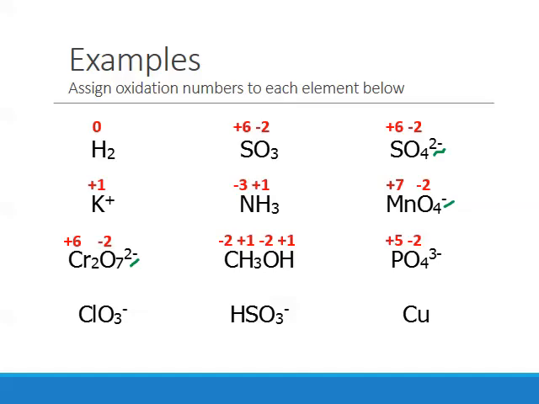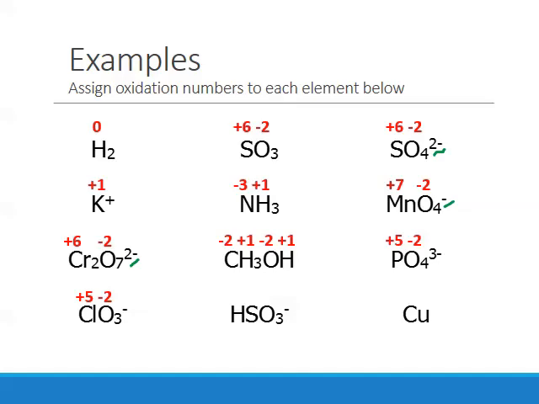Chlorate, the O's are -2. There's 3 of them. 3 times -2 is -6. There's 1 chlorine, and the entire thing has a charge of -1. So if you have -6 from the oxygens, you'd have to have +5 from that chlorine. 3 times -2 is -6. -6 and 5 gives me the -1 charge.